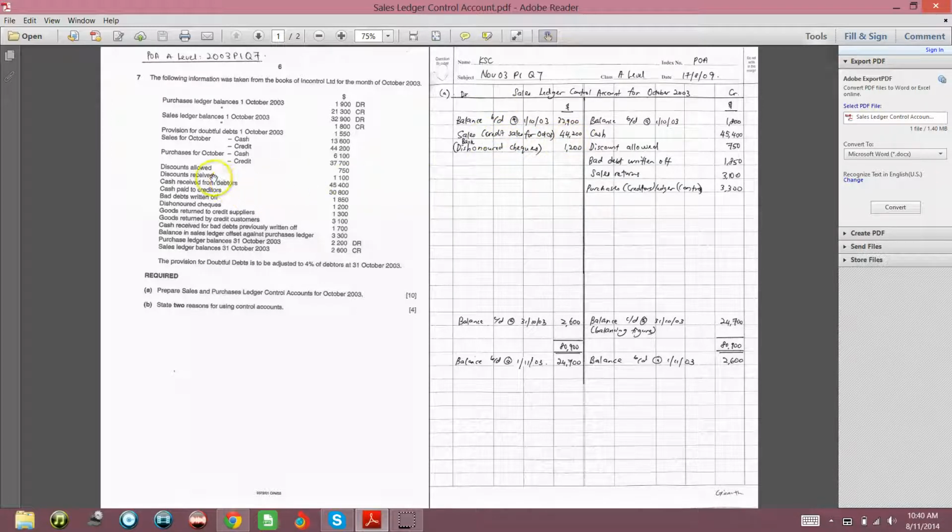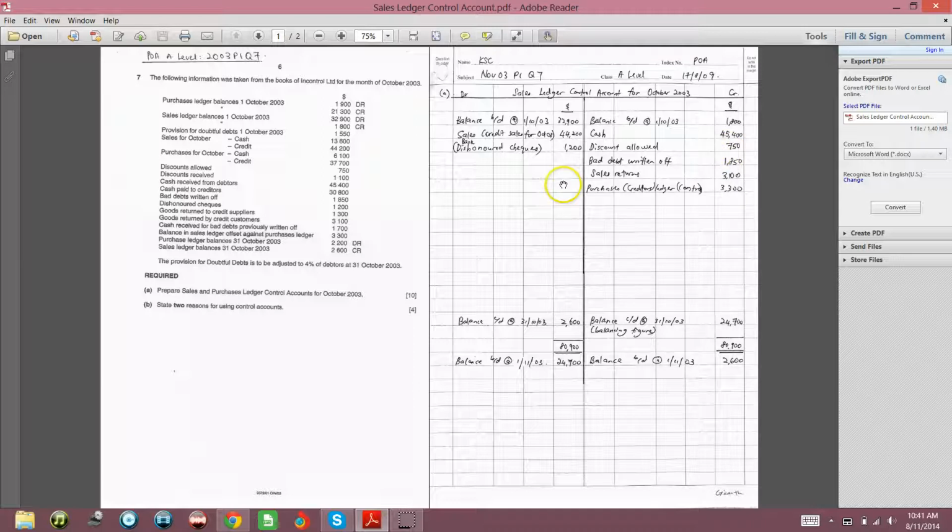And then here, discount allowed. Purchases has nothing to do with debtors. Discount allowed means I give discount to my debtors. If I give discount to my debtors, they will owe me less money. They will reduce my debtors balance. So if it reduces my debtors balance, I put it on the credit side.